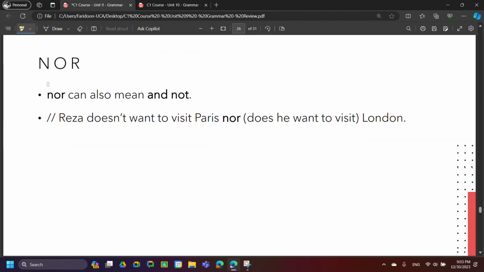Okay, so what about "nor"? Nor can also mean "and not." So the meaning of nor is "and not." It's kind of like the negative version of "and," some people call it. For example, Rizal doesn't want to visit Paris nor London. The full version would be like, nor does he want to visit London. And an easier way to say it is like, Rizal doesn't want to visit Paris and he doesn't want to visit London. But this version is just a bit more elegant, you know? Use it if you want.